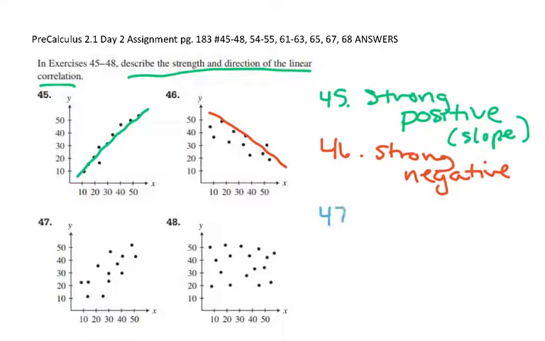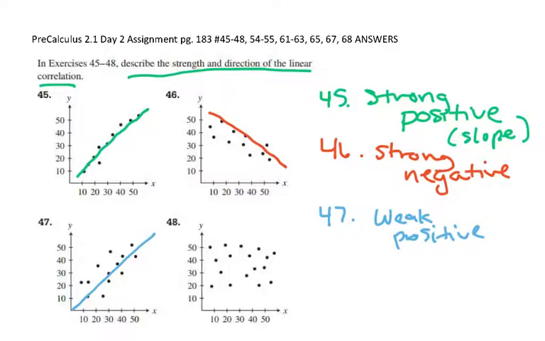Then we have number 47, and this is the one where I would start to say that it's more of a weak relationship, but if you want to go with strong, okay. And then we're going to go with positive, because the slope of that line is positive.